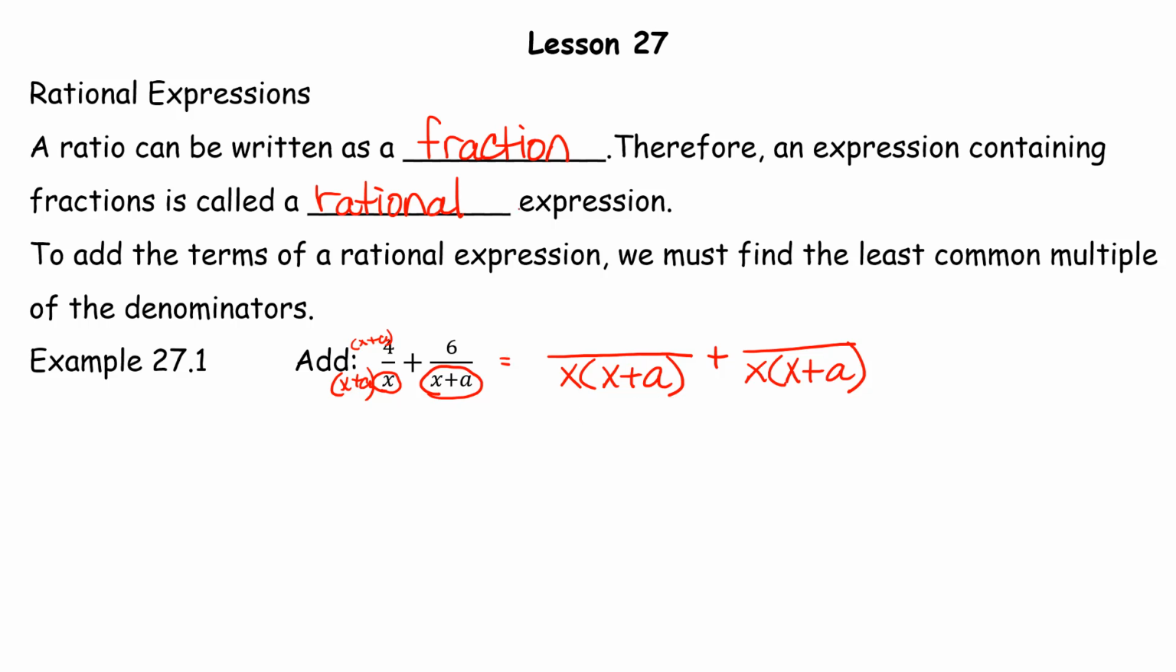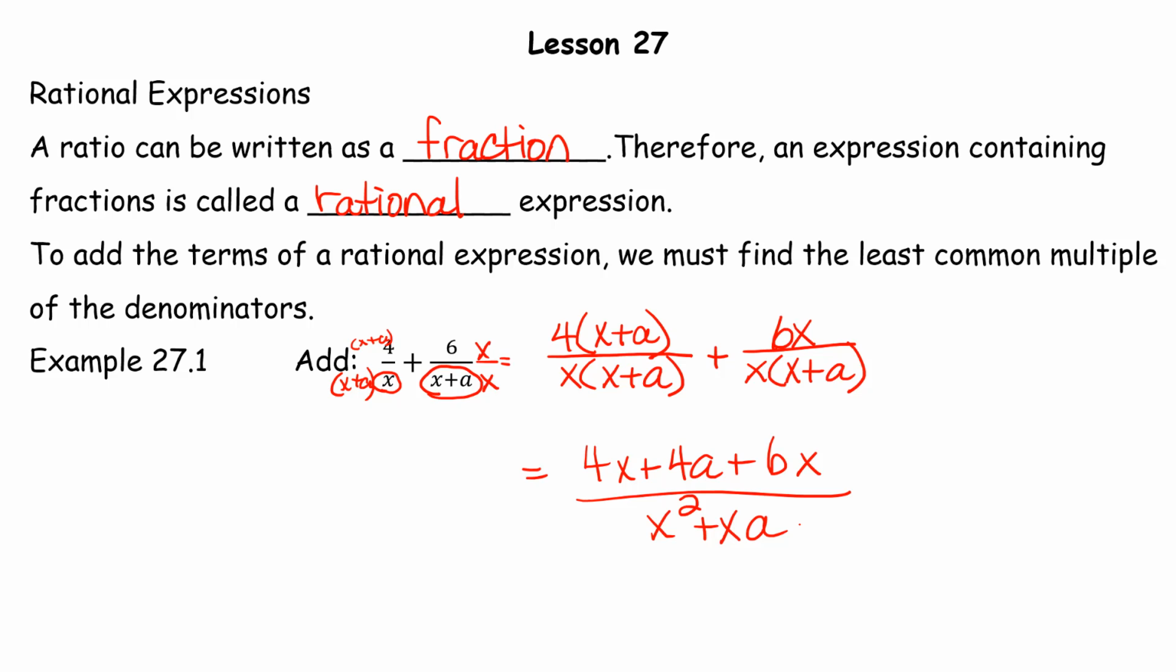So if I multiply the numerator by x plus a, I will have 4 times x plus a. The second fraction, I have the x plus a factor already. I need an x, so I'm going to have to multiply the top and the bottom of this fraction by x. So the numerator will end up being 6x. And that is how you would add those two rational expressions.